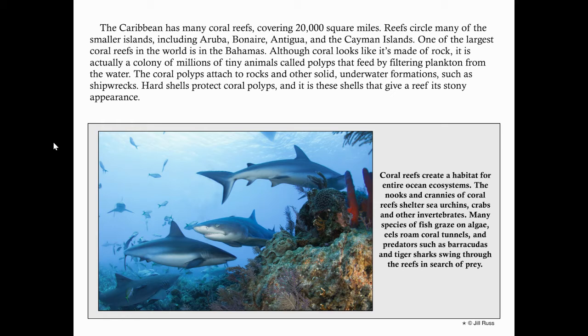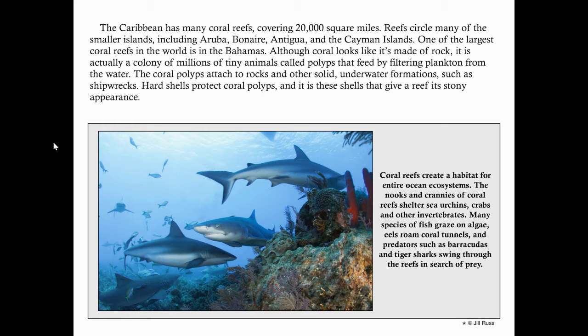Although coral looks like it's made of rock, it's actually a colony of millions of tiny animals called polyps that feed by filtering plankton from the water. So plankton are little teeny tiny baby fish, and they go into the coral pieces, they eat it, and they filter out the water. The coral polyps attach to rocks and other solid underwater formations, such as a shipwreck. Hard shells protect coral polyps, and it is these shells that give a reef its stony-looking appearance.